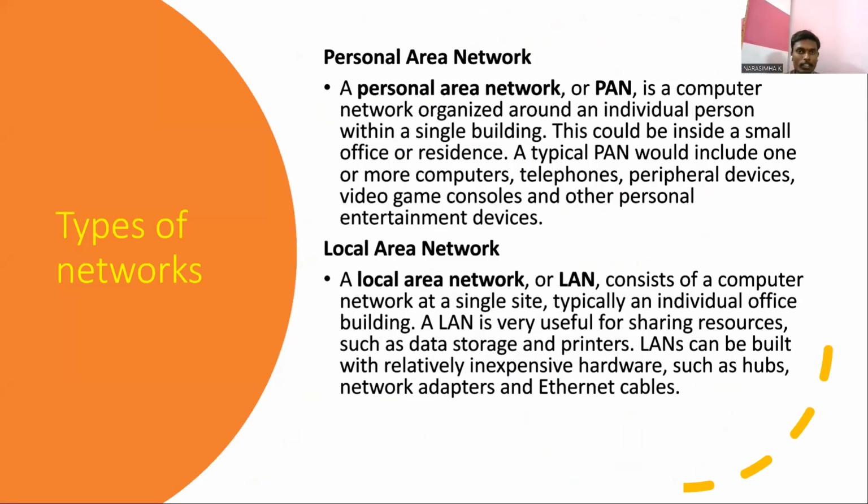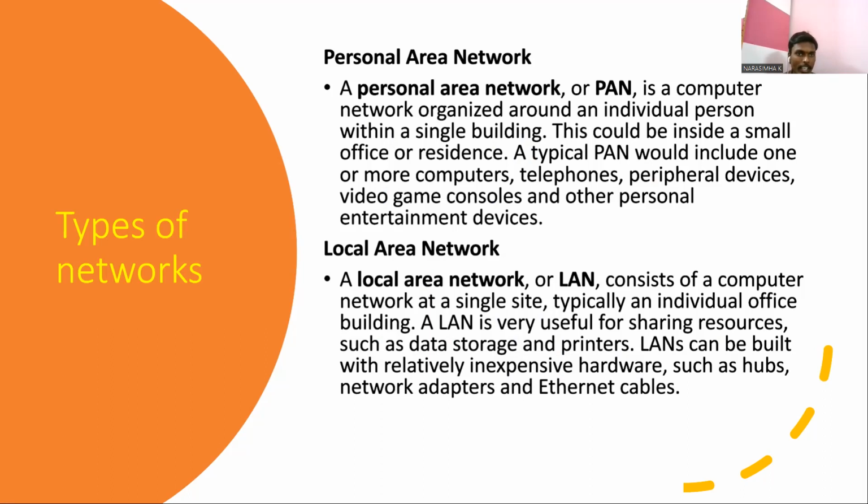Types of networks and their information. Personal area network. A personal area network, or PAN, is a computer network organized around an individual person within a single building. This could be inside a small office or residence. A typical PAN would include one or more computers, telephones, peripheral devices, video game consoles, and other personal entertainment devices. So a simple device means a router which is going to be connected to 3 or more phones and computers in our house. It belongs only to that building or that residence. From outside the building, we cannot connect to that network and we cannot access that network.